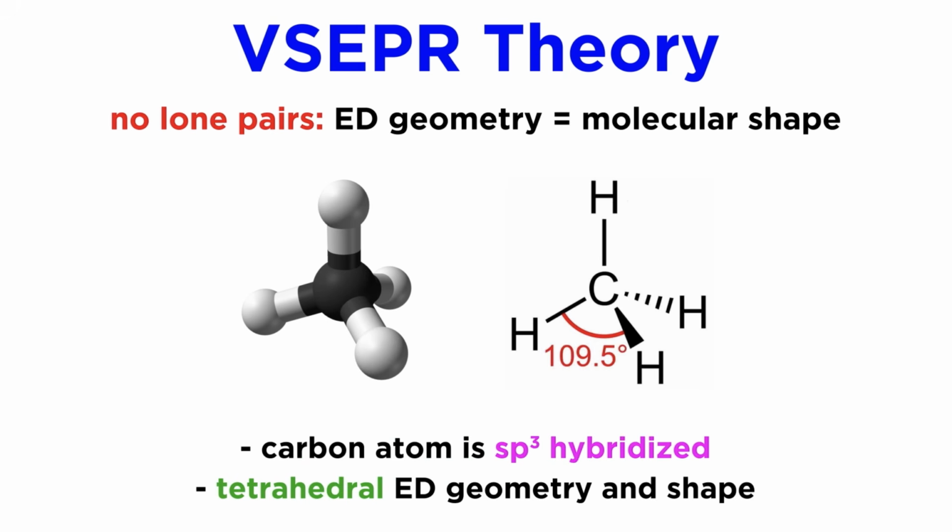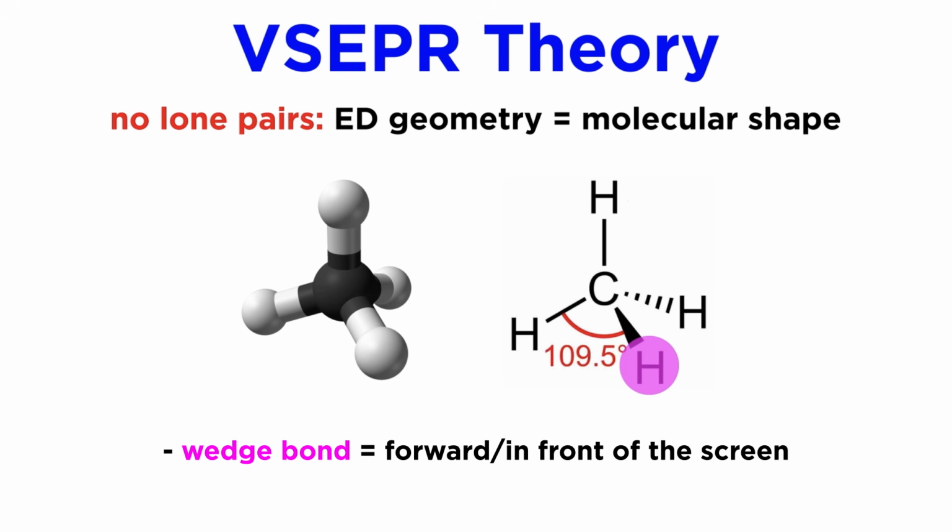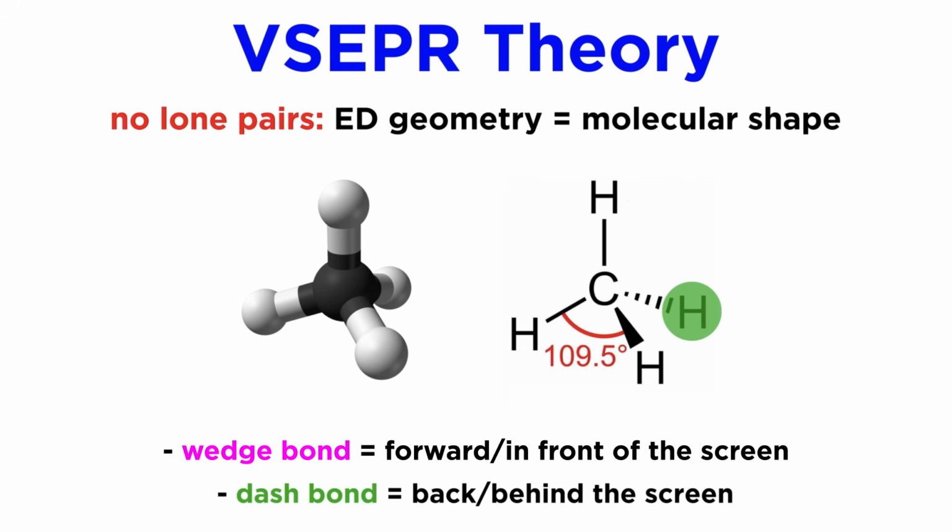We know that this molecule will be sp3 hybridized and therefore tetrahedral, and the way we represent this three-dimensional molecule in 2 dimensions is either with a ball and stick model or with dash and wedge bonds. When we use this notation, the wedge bond implies that the atom is coming towards you, or is closer to you than the plane of the screen, and the dashed bond implies that the atom is going away from you, or is farther away than the screen.